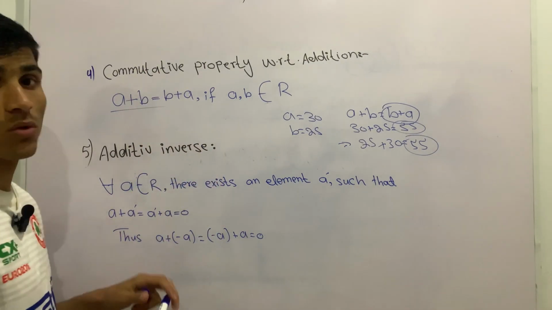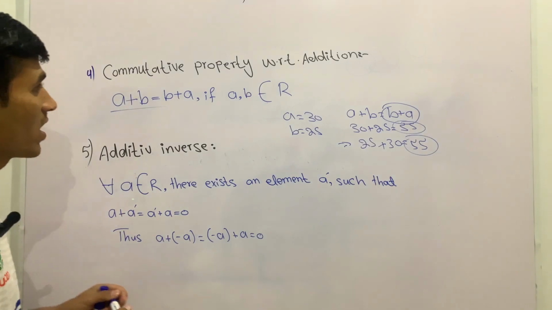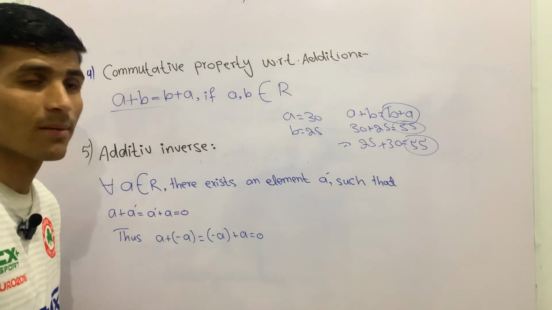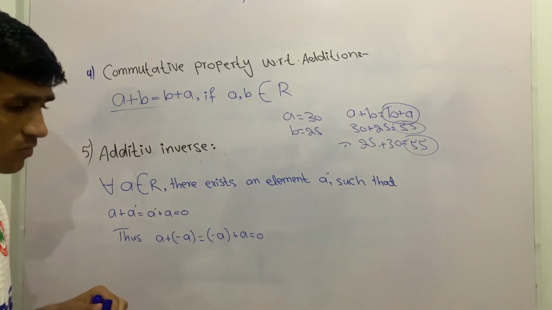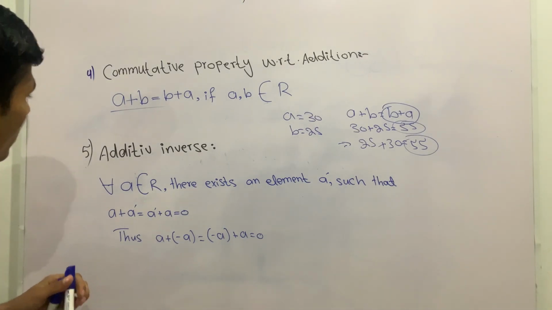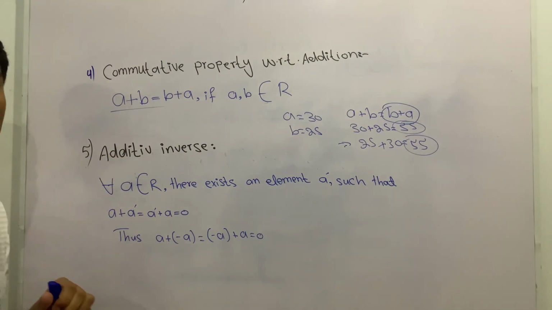This property is also a property of real numbers. Otherwise it does not hold for other numbers. Complex numbers do not hold this property, which I'll talk about later. Now look at the last property.